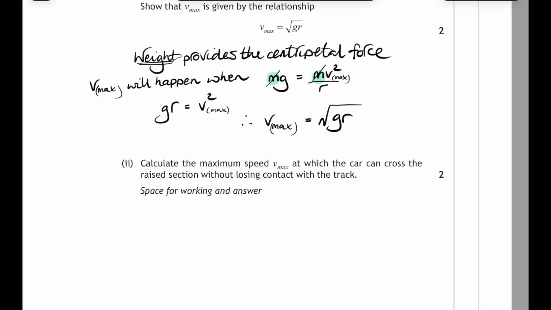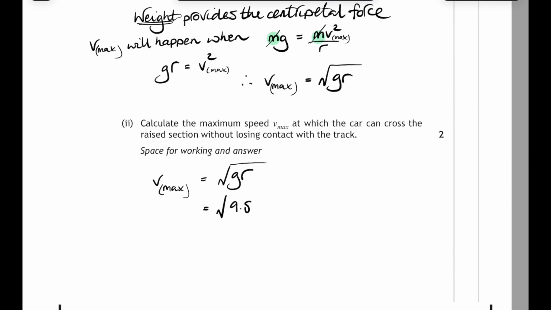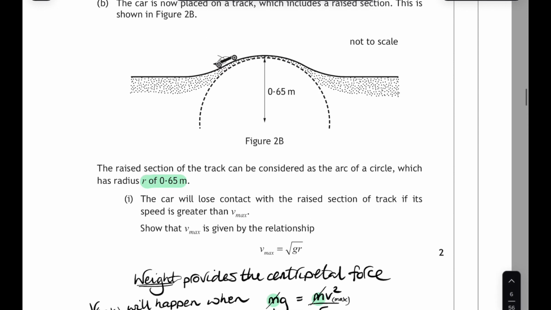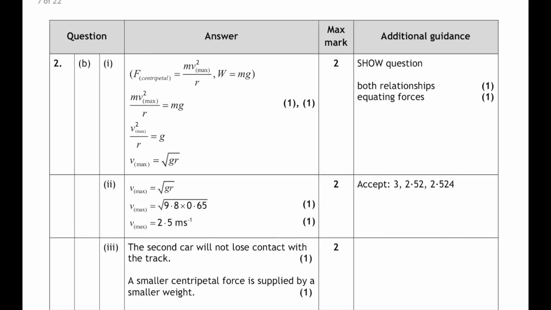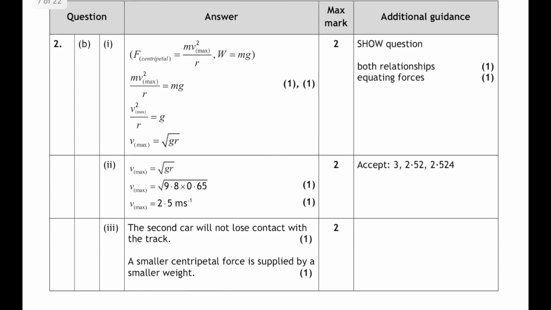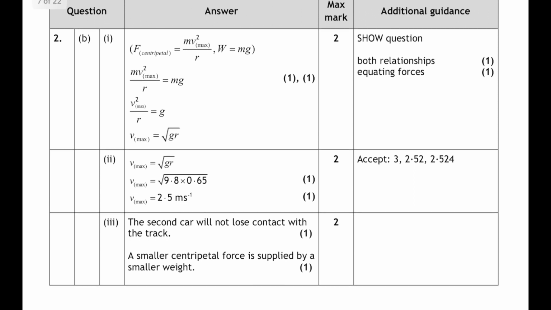Alright, 2b part 2, calculate the maximum speed Vmax at which the car can cross the race section without losing contact with the track. So all we have to do here is use that relationship, Vmax equals root GR, and work out what that velocity is. So subbing in for G, 9.8 times the radius of the track, which is 0.65 metres, because it's a model car on a model track. And if you do that in the calculator, you'll get a maximum speed of 2.5 metres per second. And there's the MIs, only 2 marks there because you were given that relationship to start with.